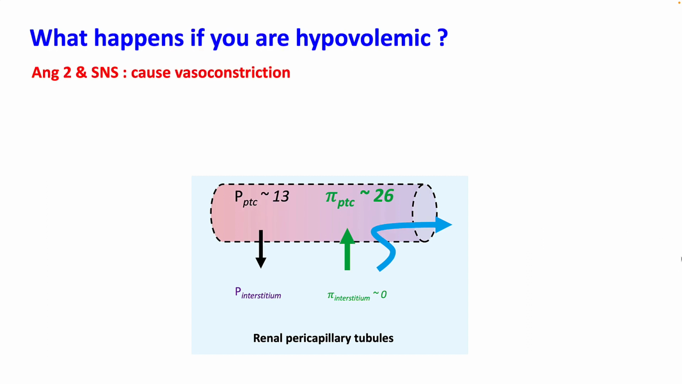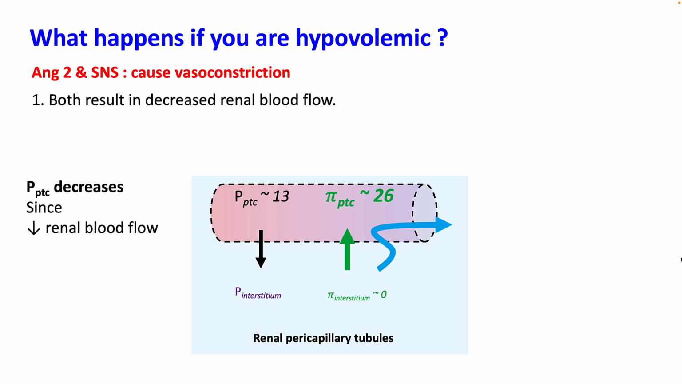So let's see what happens if you're hypovolemic. Your angiotensin II and your sympathetic nervous system are going to get stimulated and will cause vasoconstriction. Both of them will result in a decrease in renal blood flow. And since you have vasoconstriction, peritubular hydrostatic pressure is going to drop, let's say from 13 to 8.